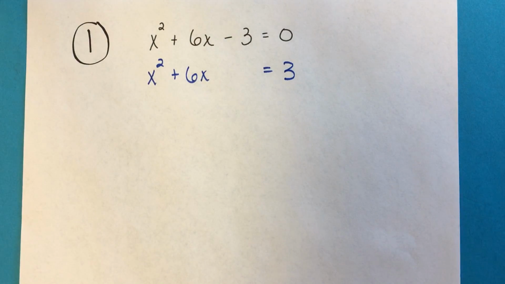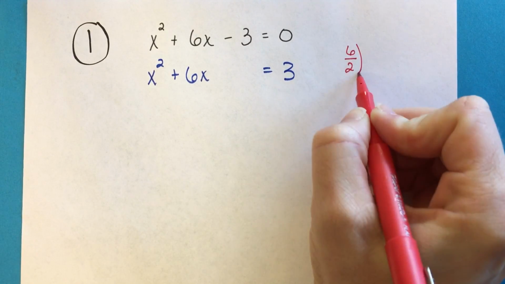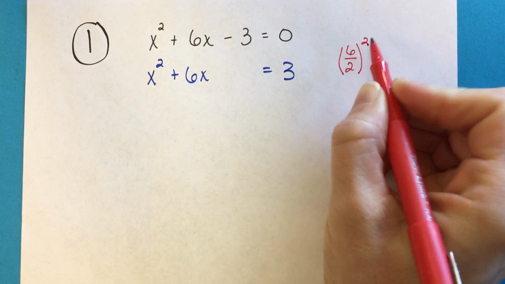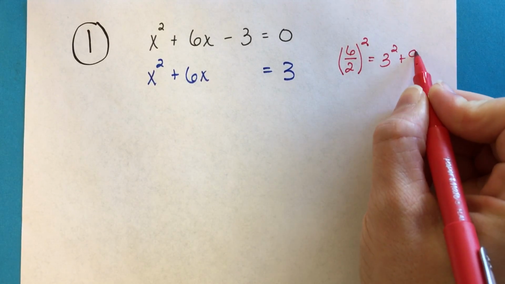Okay, step 2, it said complete the square by adding b divided by 2 squared to each side of the equation. So that's exactly what I was doing just a few minutes ago. My b value here is a 6. Therefore, I would have 6 divided by 2 and square it. So that would be 3 squared, which will give me 9.